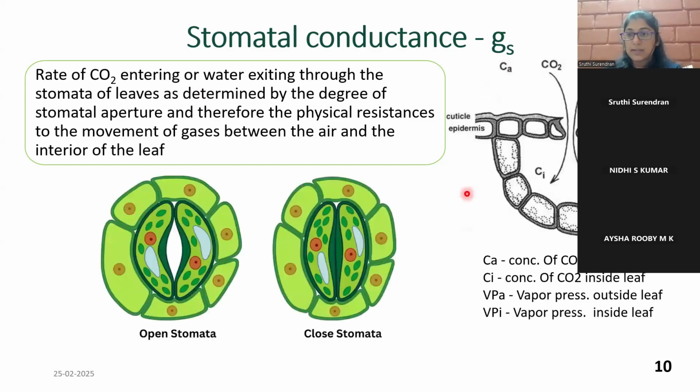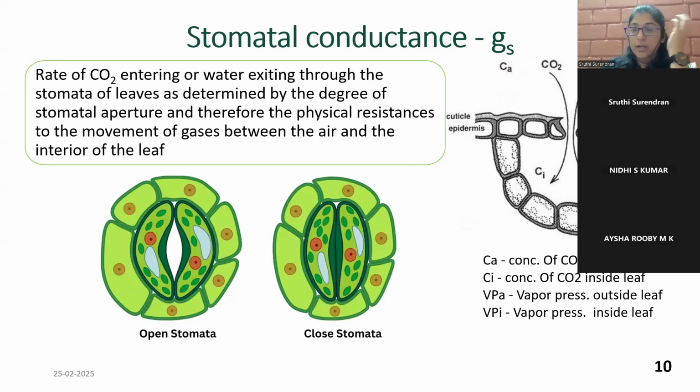So from here you can see, in simple terms, this is the process that is happening. Carbon dioxide is entering, water is exiting. Now you can see here two terms called Ca and Ci. Ci, we know very well what it represents. It is the intercellular carbon dioxide concentration within the leaf. And Ca is the carbon dioxide concentration outside the leaf. That is basically atmospheric carbon dioxide concentration.